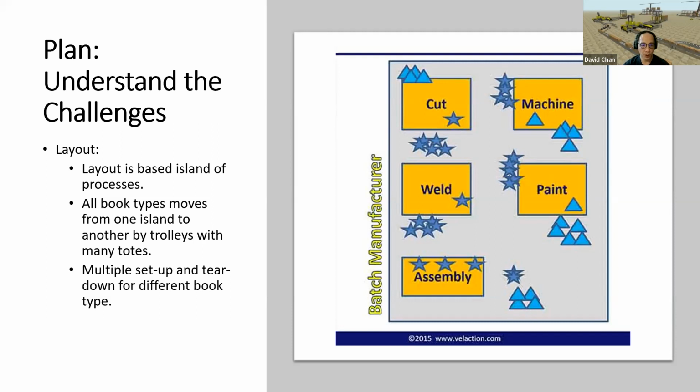And hence, for different book types, they need to move from one island to another island to be processed. Sometimes they are moved by trolley, and sometimes by conveyors. Because they are moving through the same routing, some of these processes will require multiple setups or teardowns because of the different book type or language type. So that is some of the issues that we have under the layout.